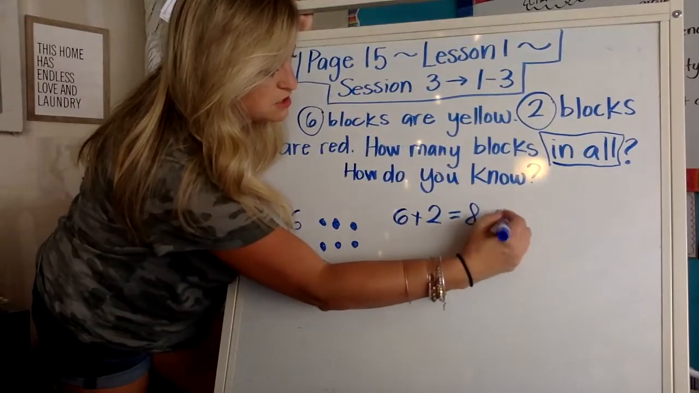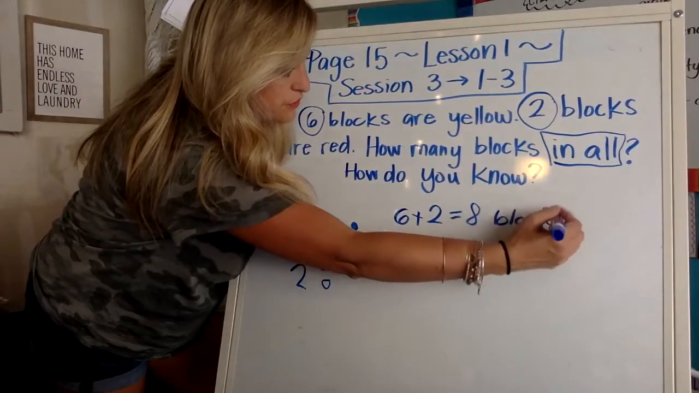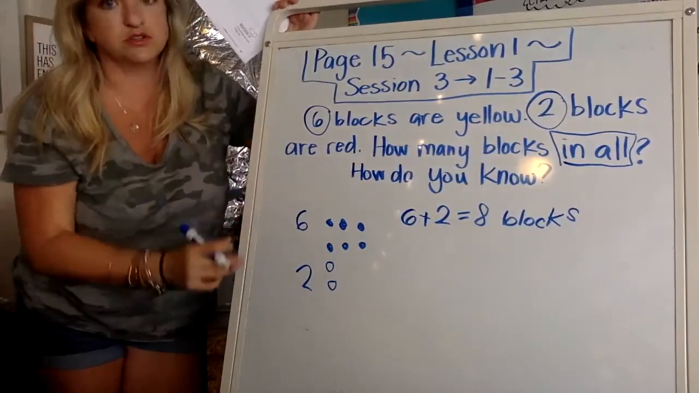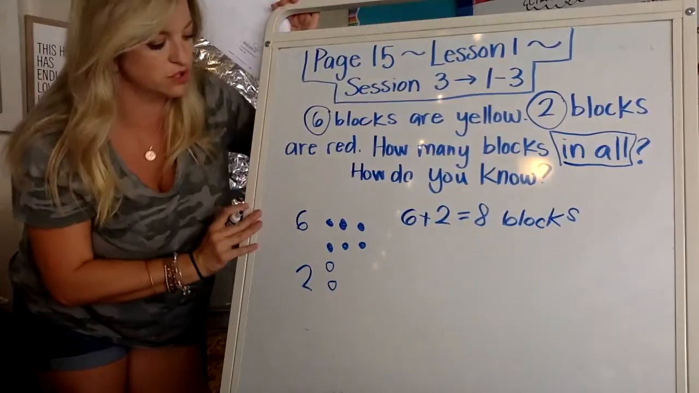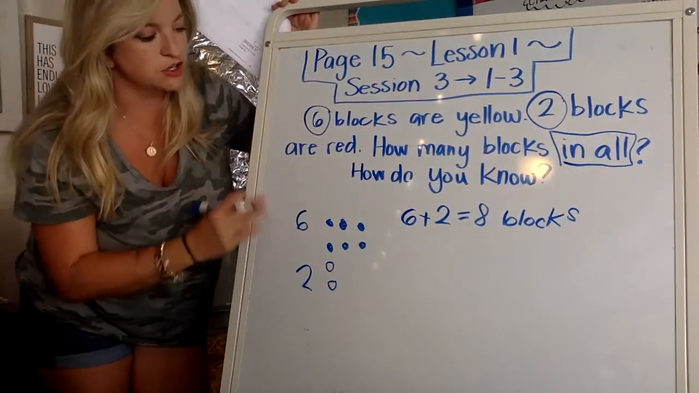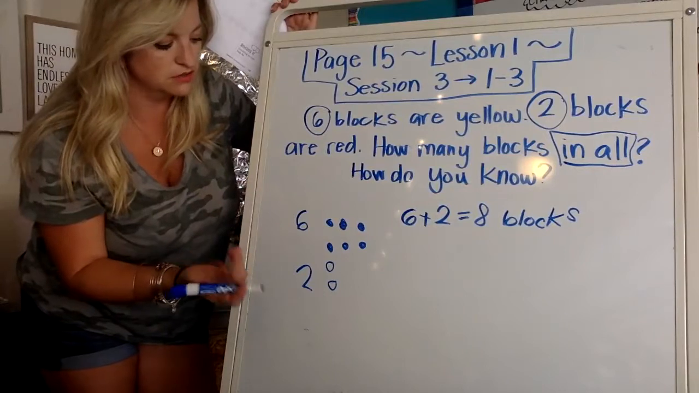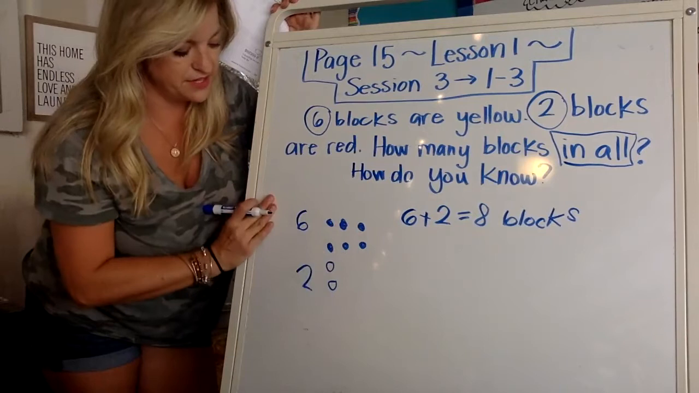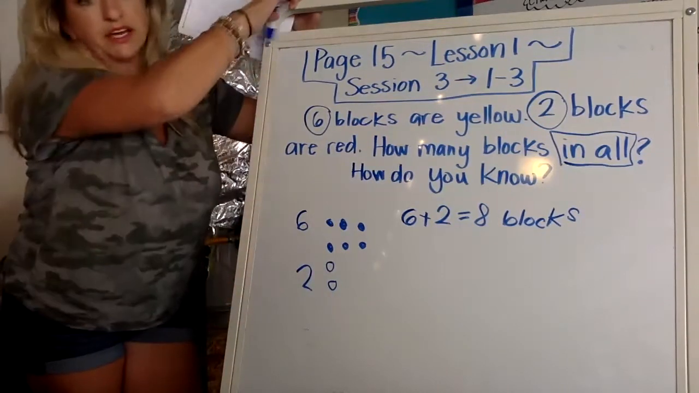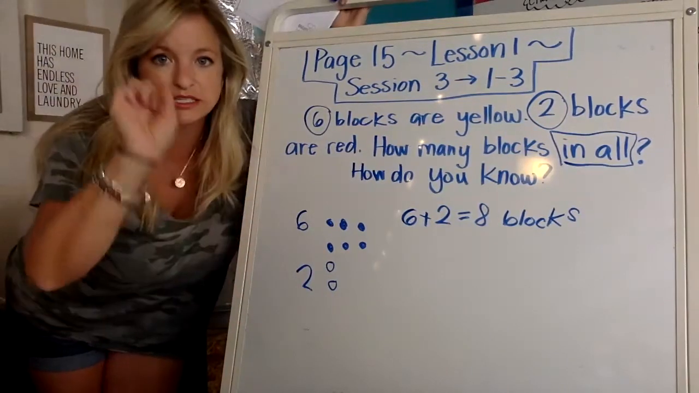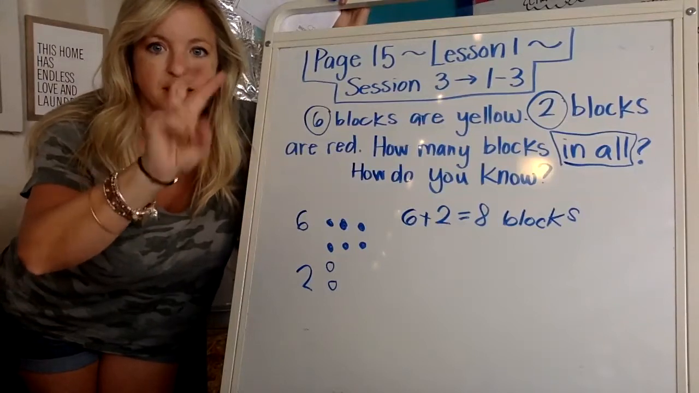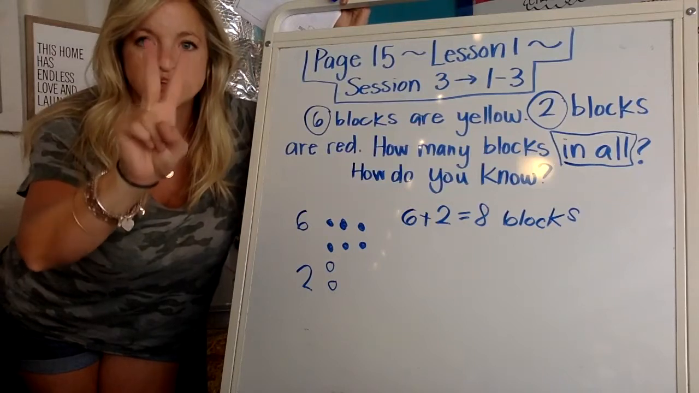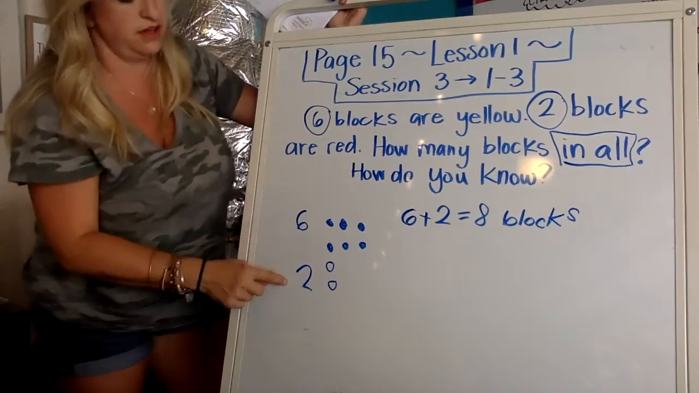There are 8 blocks. Okay, you could draw the blocks. You could draw circles. You could do a tens frame. It doesn't matter. It's totally fine as long as you find the answer. How do I know? Well, I counted on. They told me it was 6, so I drew 6. And then they said I had 2 more. So I did my counting on strategy, which could also be like this. 6, 7, 8. So you count 6 and then you count 2 more. 6, 7, 8. So now I know that 6 plus 2 is 8.